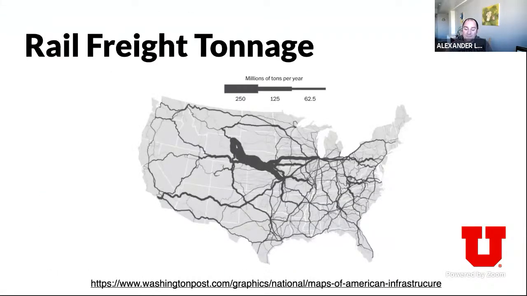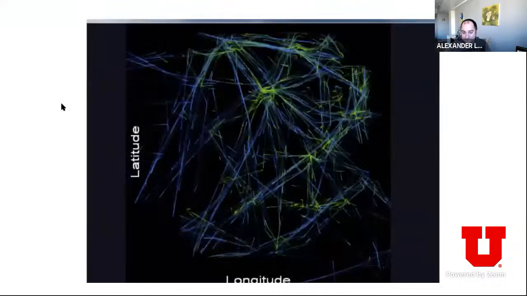And here is a flow map that shows how much freight is being shipped on rail in the United States. We see this dominance of the central area here, which I suspect is probably due to some natural resources like coal or something like that.